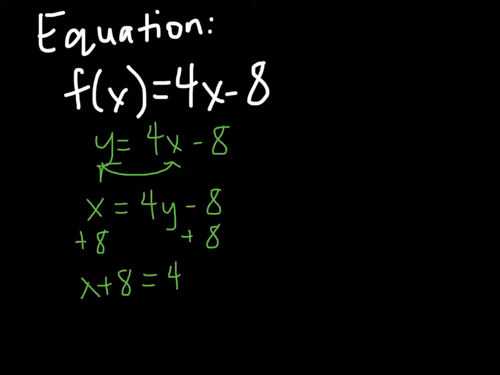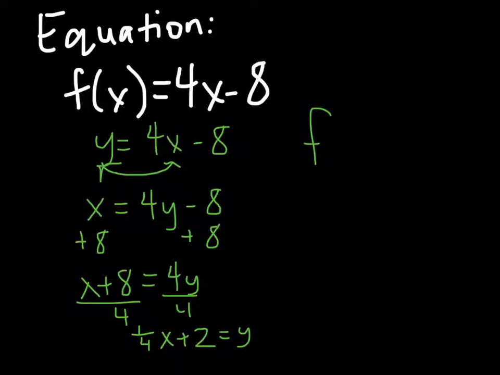x plus 8 equals 4y. Divide both sides by 4. I have 1/4 x plus 2 equals y. Now if I'm going to write that in function notation as the inverse, I'm going to say this is the inverse function. So I'm not going to write f of x. I'm going to write f to the negative 1 power. It means the inverse. The inverse function of x is 1/4 x plus 2.